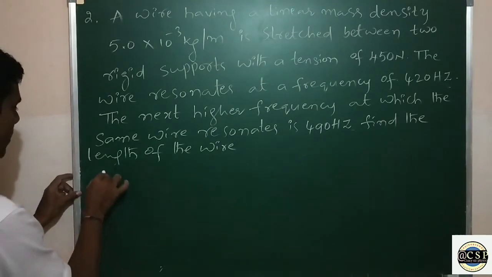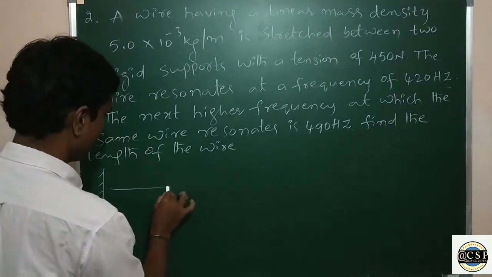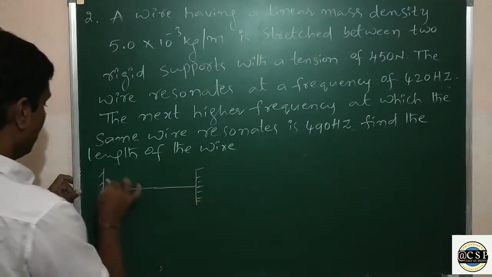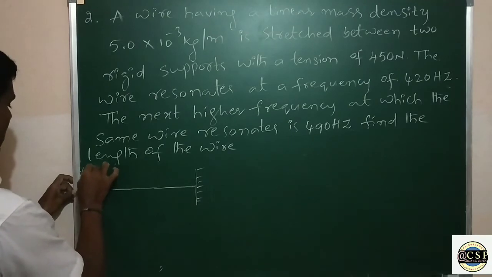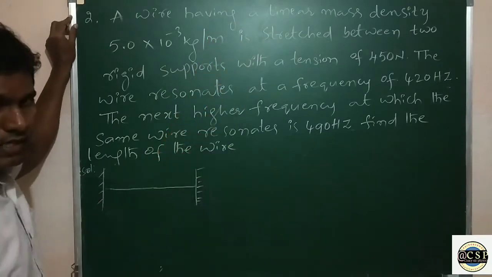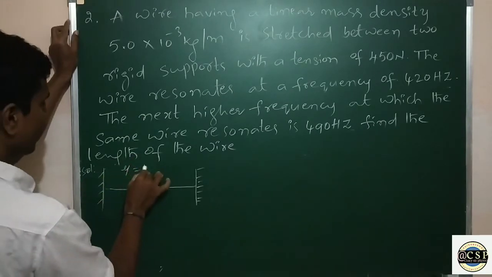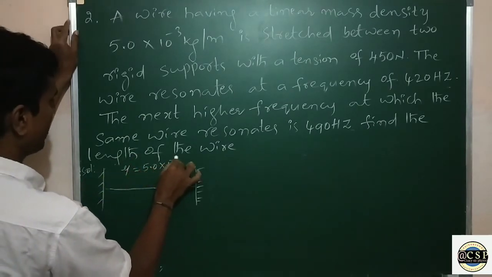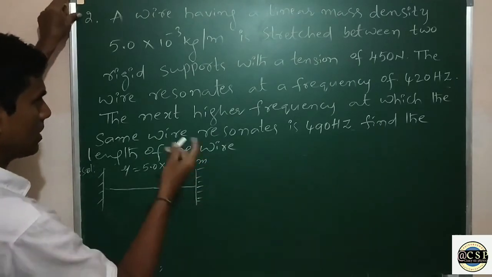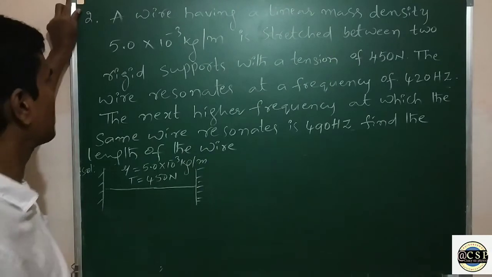So here is the wire, attached to rigid supports. A wire having a linear mass density is given. Linear mass density means the mu value, that is 5.0 into 10 power minus 3 kilograms per meter. So what is its tension? The tension in the string is given, T is equal to 450 newtons.